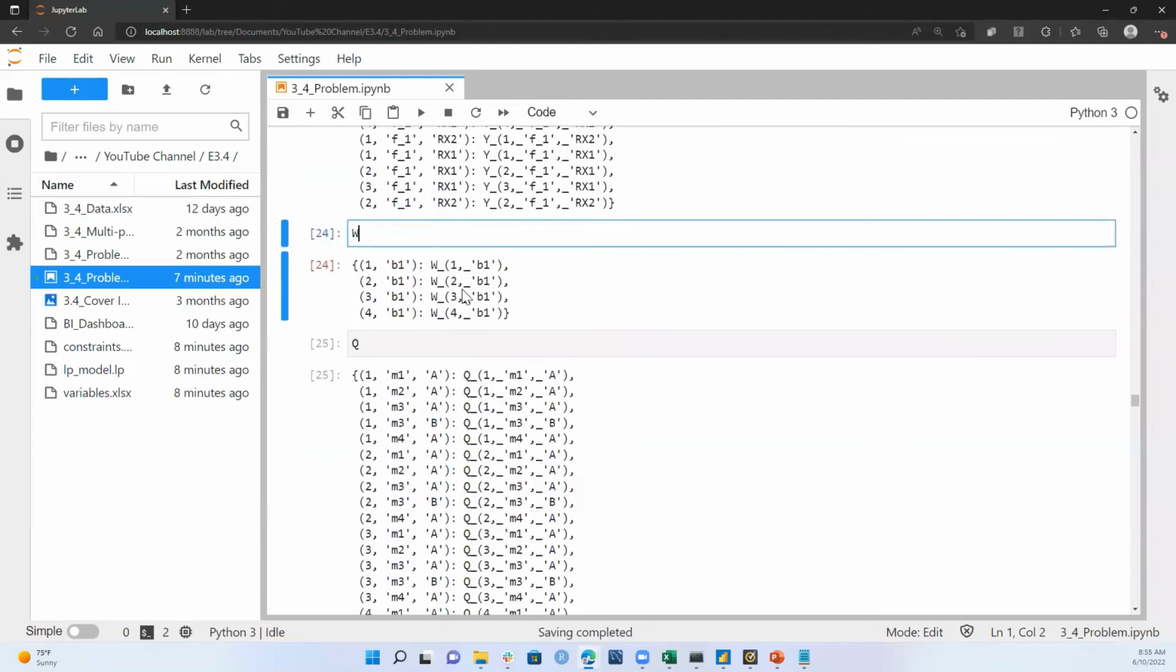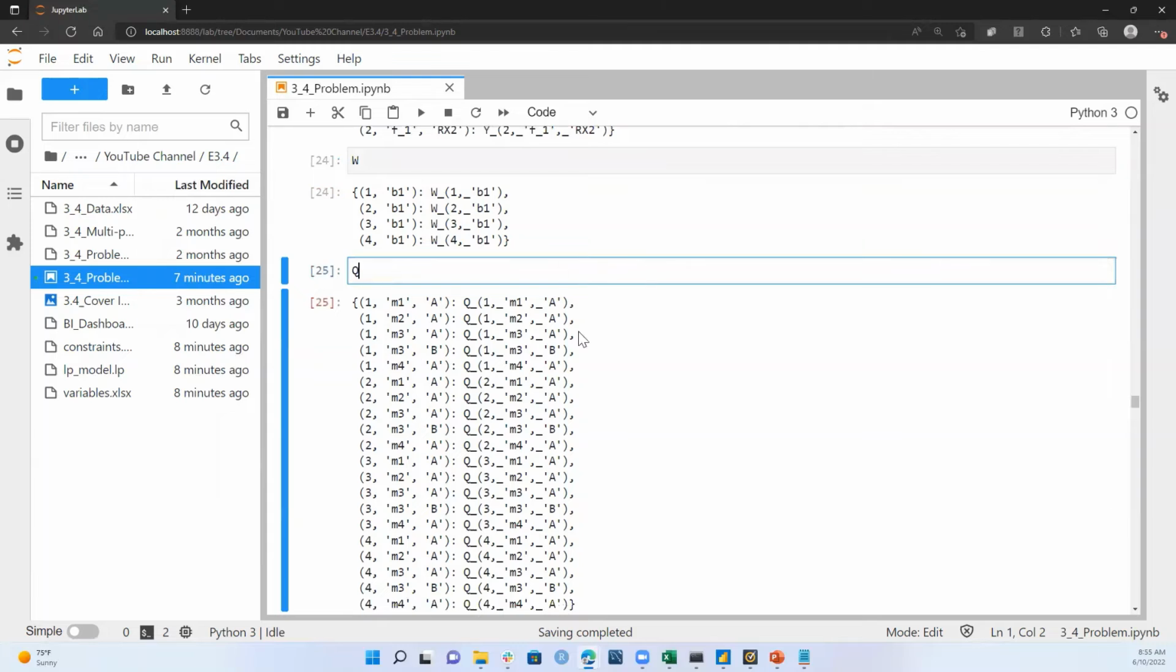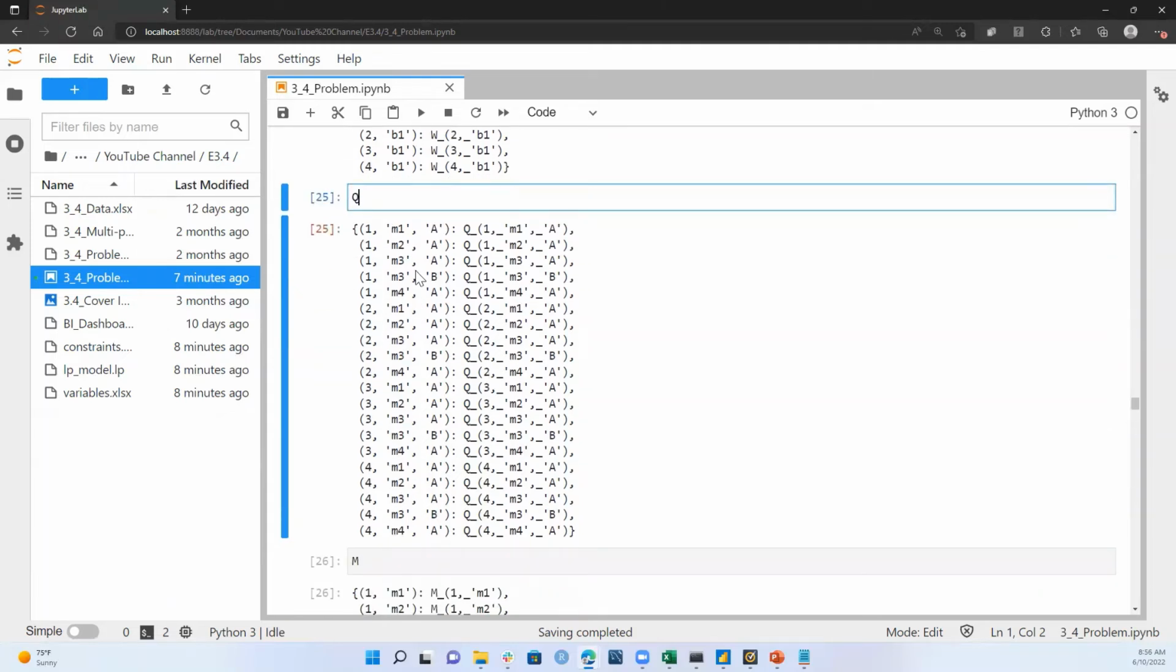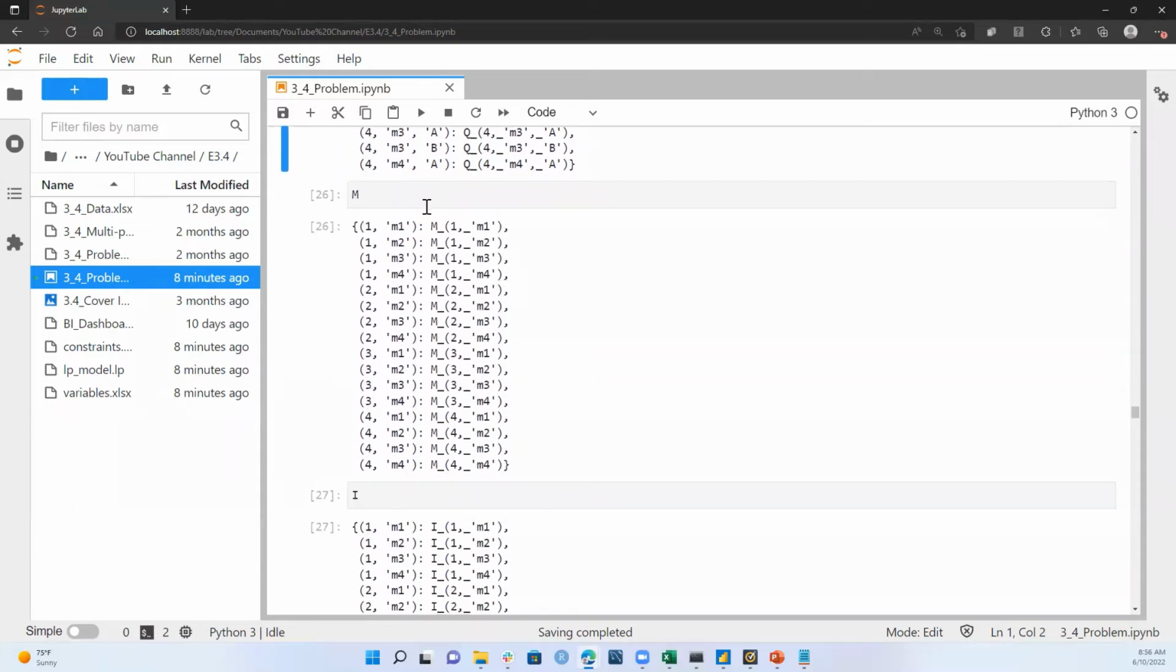W also looks to be created correctly. We have a decision variable for each period, 1, 2, 3, 4, and the amount of byproduct B1 that will be made in each of those periods. Q, the amount of material purchased, also looks correct. We have one set of decision variables for each period, 1, 2, 3, 4, for each material, 1, 2, 3, 3, and 4. And we have 2 for 3 because we have 2 different suppliers, A and B, for material 3. So that looks correct. M also looks correct.